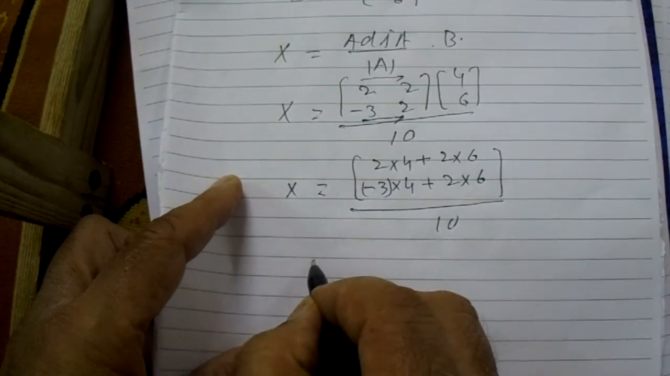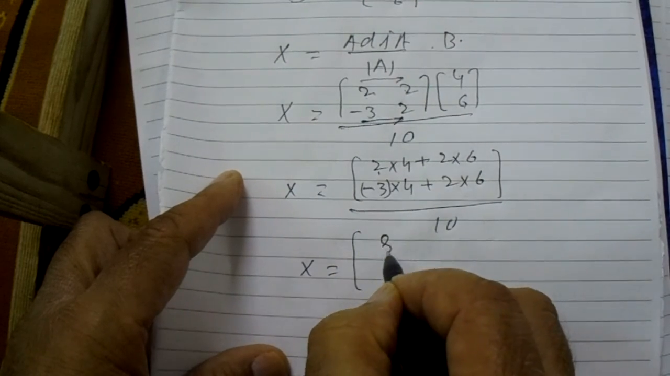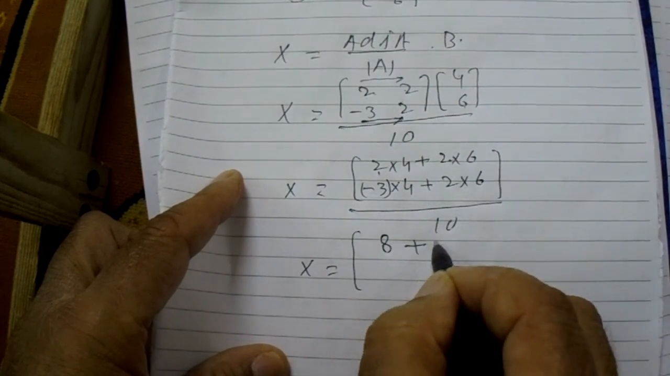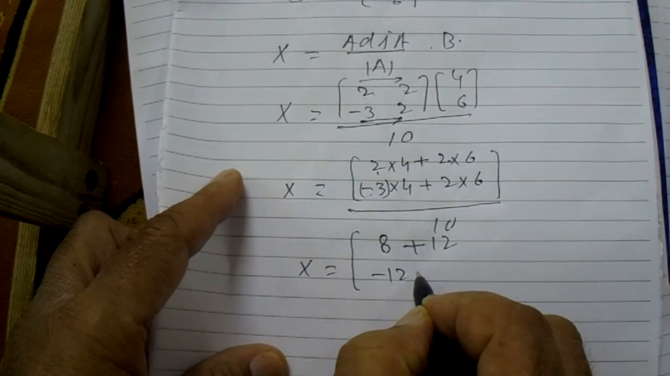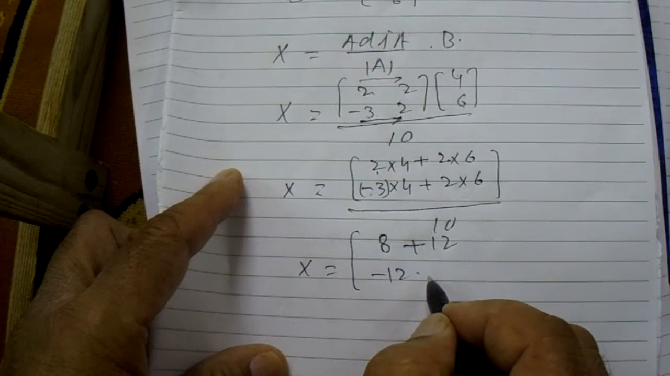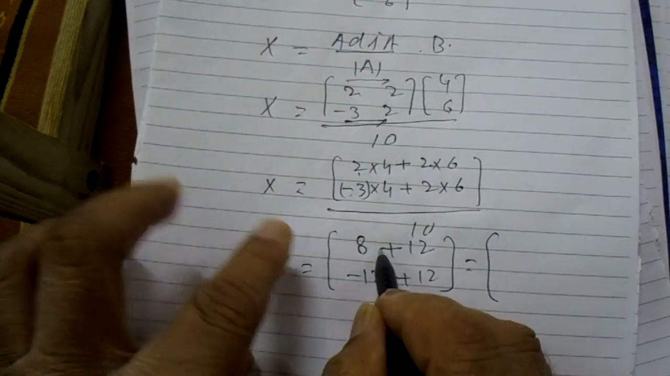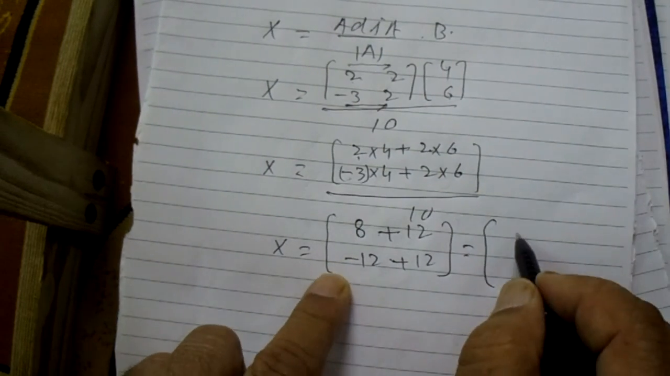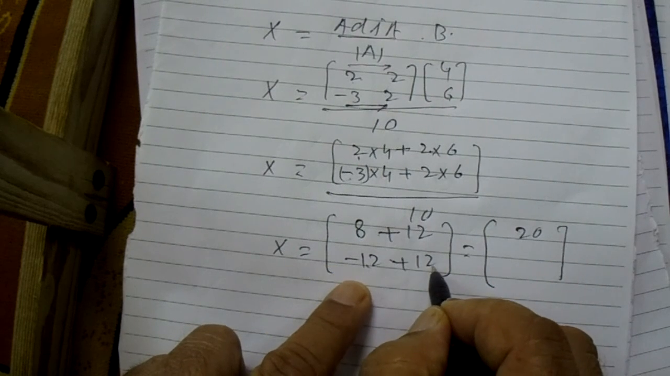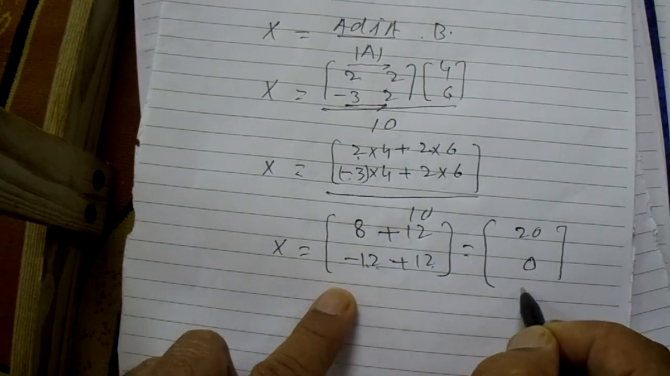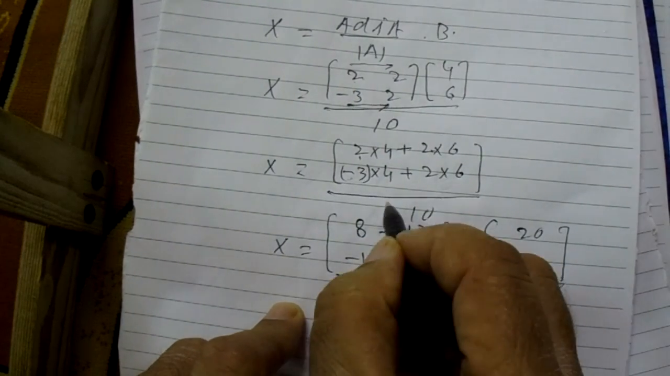Now again X is equal to: 2 fours are 8 and 2 sixes are 12, plus 12, and here minus 3 multiplied by 4 is minus 12, and plus 2 multiplied by 6 is plus 12. Now we see that 8 plus 12 is equal to 20, and minus 12 plus 12 is 0, all over 10. Here also 10.